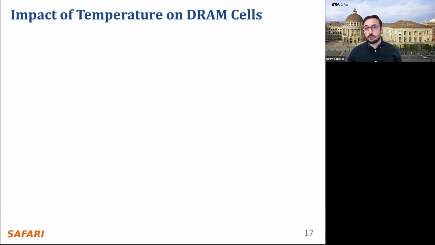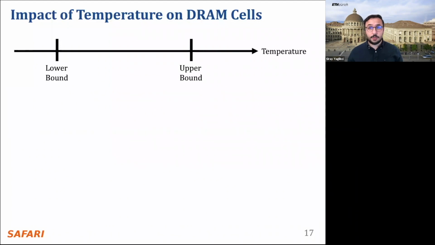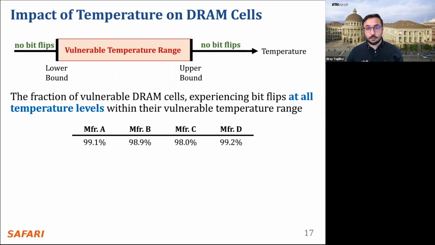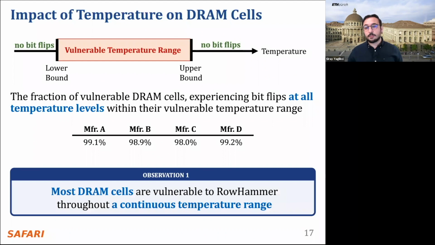We analyze the temperature levels at which the DRAM cell is vulnerable to RowHammer. We observe that there exists a lower and an upper bound of temperature, and a DRAM cell experiences bit flips only within this bounded range, but we do not observe any bit flips out of this range. We call this range the vulnerable temperature range, and this table demonstrates the fraction of DRAM cells that experience bit flips at all temperature levels within their vulnerable temperature range. We observe that more than 98% of vulnerable cells across all 4 manufacturers exhibit this behavior. Therefore, we conclude that most DRAM cells are vulnerable to RowHammer throughout a continuous temperature range.